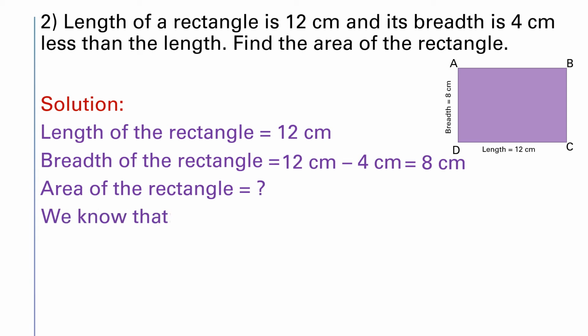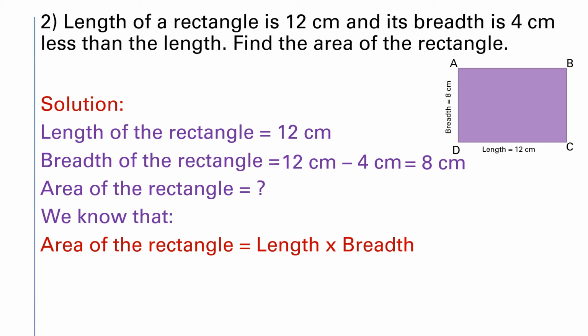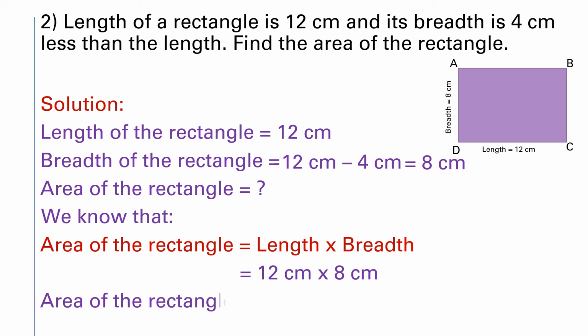We know that area of the rectangle is equal to length multiplied by breadth. Look, length is equal to 12 centimeter and breadth is equal to 8 centimeter. So write down 12 centimeter multiplied by 8 centimeter. Now do the multiplication. 12 8s are 96 and centimeter multiplied by centimeter we get square centimeter. So area of the rectangle is equal to 96 square centimeter.